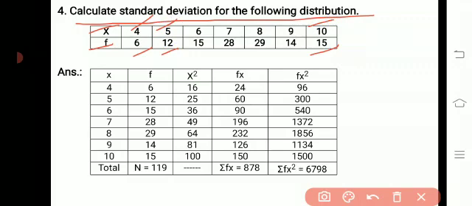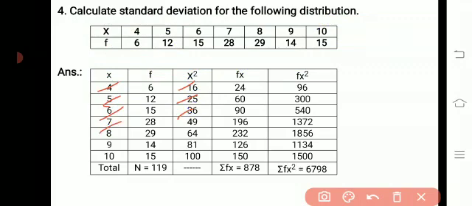Now first we have to prepare the table. The given values we will write as x, then the frequencies, then we have to find x square, the square of the x values, then f into x and f into x square. First we find x square: 4 square is 16, 5 square is 25, 6 square is 36, 7 square is 49, 8 square is 64, 9 square is 81, and 10 square is 100.